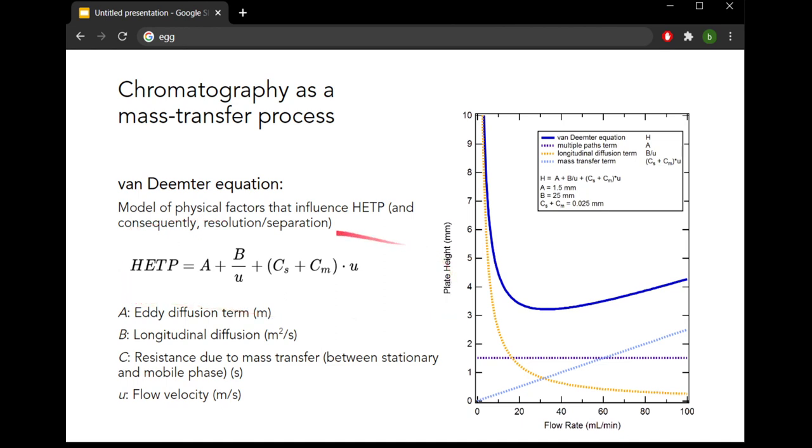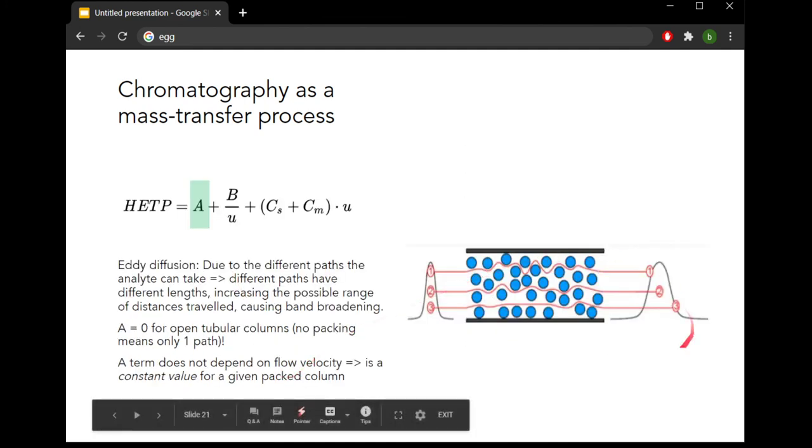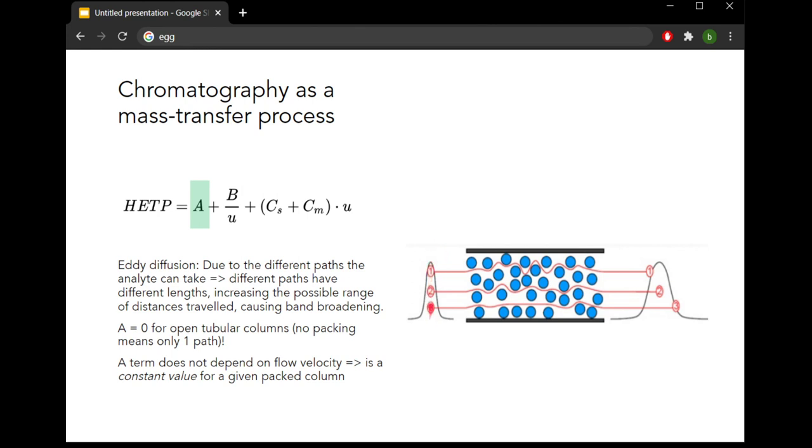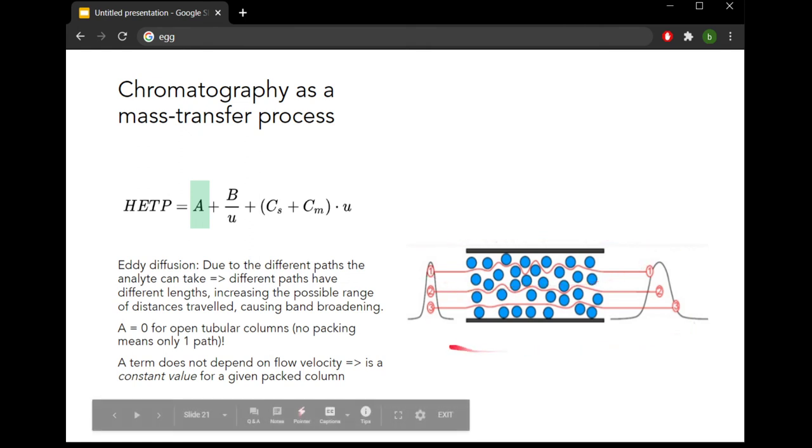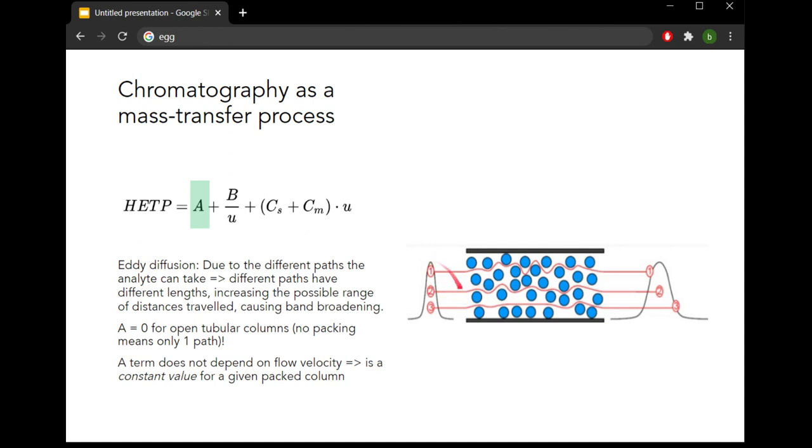Coming back to this equation, let's start off with the A term. What is eddy diffusion? In a column, analytes can take different paths through the packing material. Some will go this way, some will go this way, and some will go straight through. Because there are so many different paths these molecules can take, we end up with peaks that become wider. This is not dependent on how fast they flow through the column, because ultimately they'll always take different paths. It's not dependent on flow velocity, so it's not dependent on the U term, which is why we don't have U next to the coefficient A.